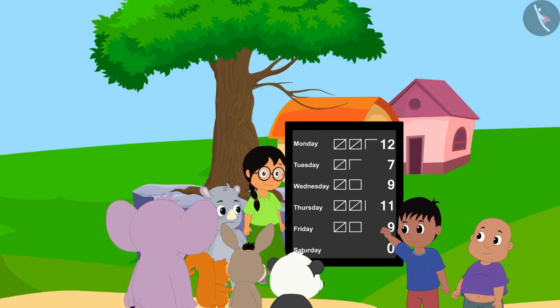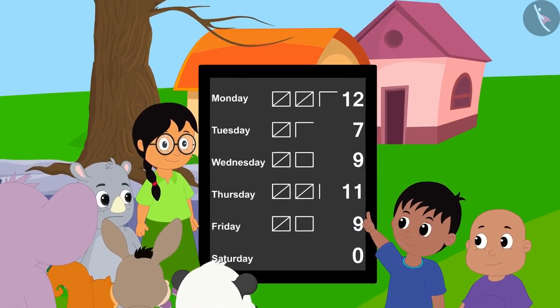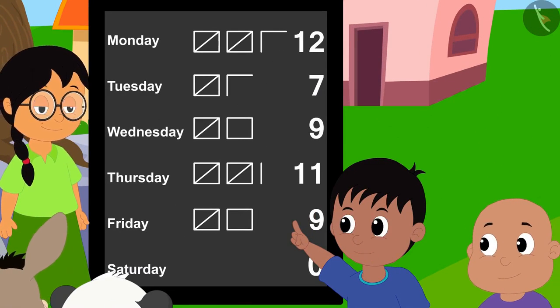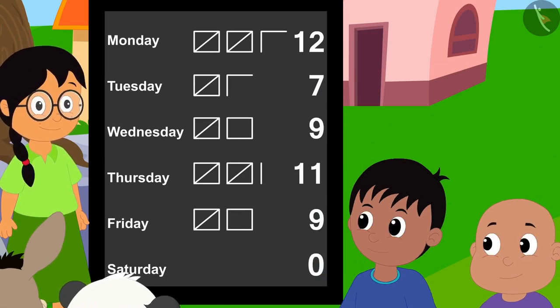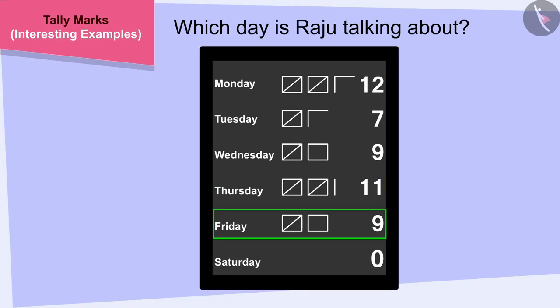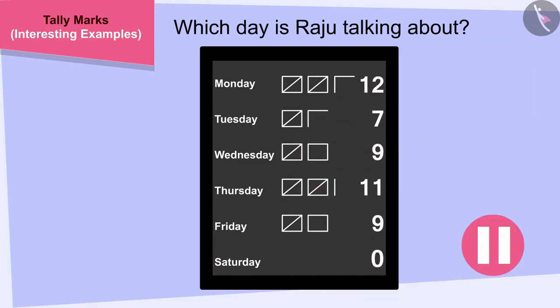"Hey Bablu, look, by the end of this day, we had completed more than half of the total hours," Raju told Bablu. Children, can you tell which day is Raju talking about? If you wish to, you may stop the video and find the answer.